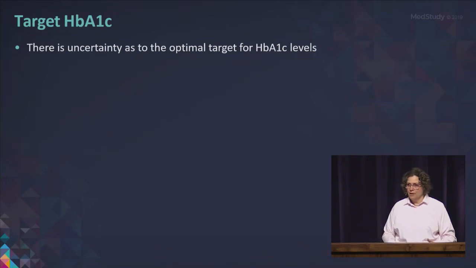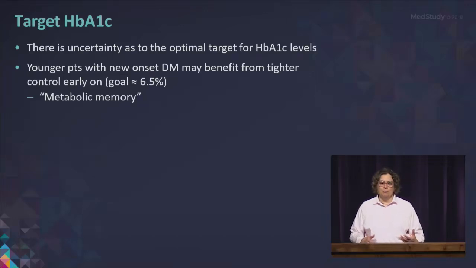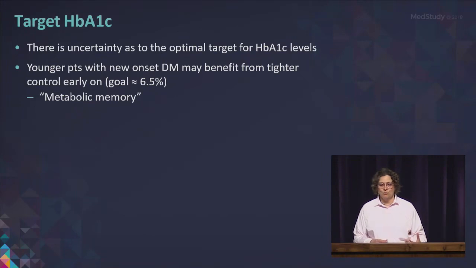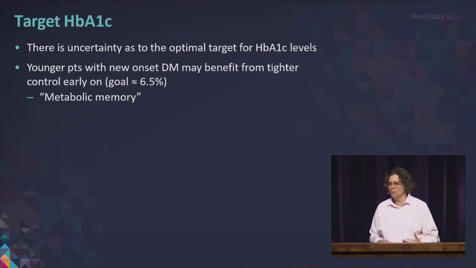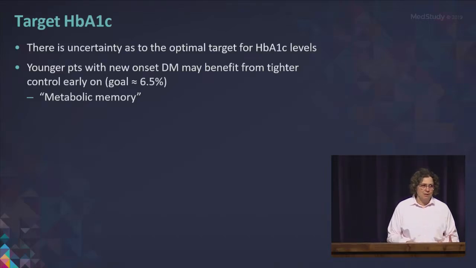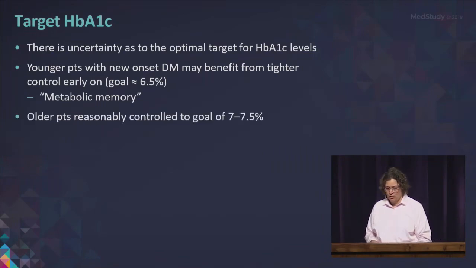So what is the target A1C that we're looking for? We know that younger people, newly diagnosed, benefit from tighter control. And again, this is called metabolic memory. So if there ever were a time you were to get aggressive with caring for diabetes and shooting for normal, it's in the young, newly diagnosed patient.